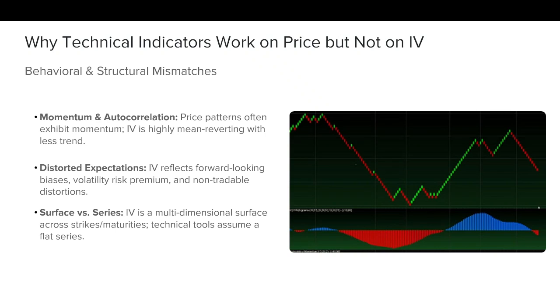Furthermore, technical indicators ignore the surface dynamics of IV across strikes and maturities, compressing valuable information into a single, often misleading line, and you are running your technical indicators on that particular line. This makes technical indicators largely ineffective for analyzing IV trends or forecasting volatility regimes.